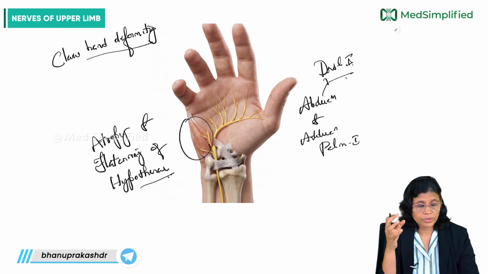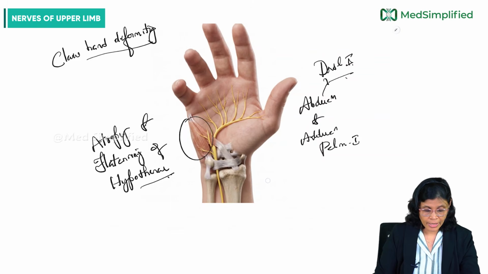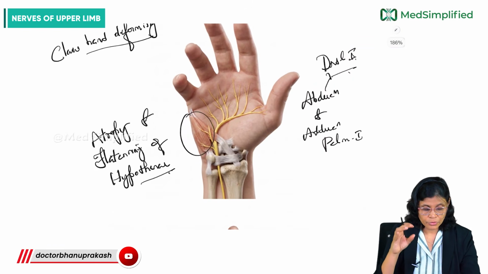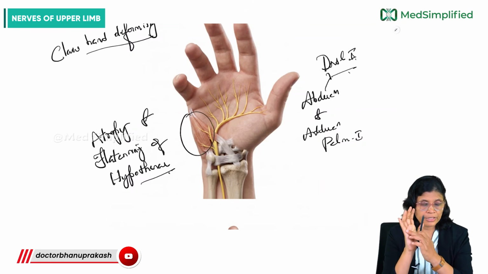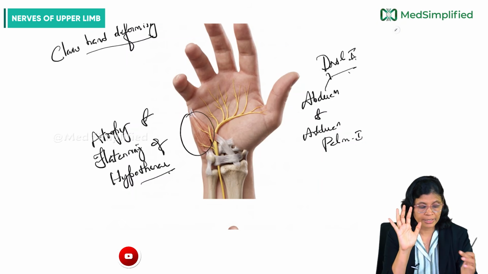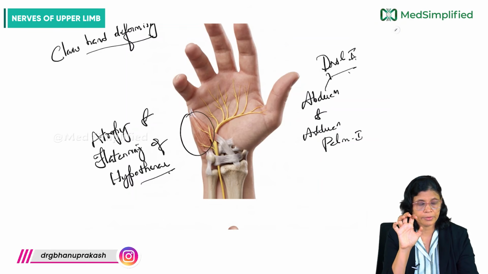So as I told you earlier, when we say complete claw hand, there is a combined lesion of both median and ulnar nerve at the elbow. So there, true claw hand, that is, there is hyperextension at the wrist and metacarpophalangeal joints, whereas there is flexion of the interphalangeal joint. So this is complete claw hand. Whereas ulnar nerve claw hand, we call it the false claw hand, or it's not a true claw hand, it's a partial claw hand.